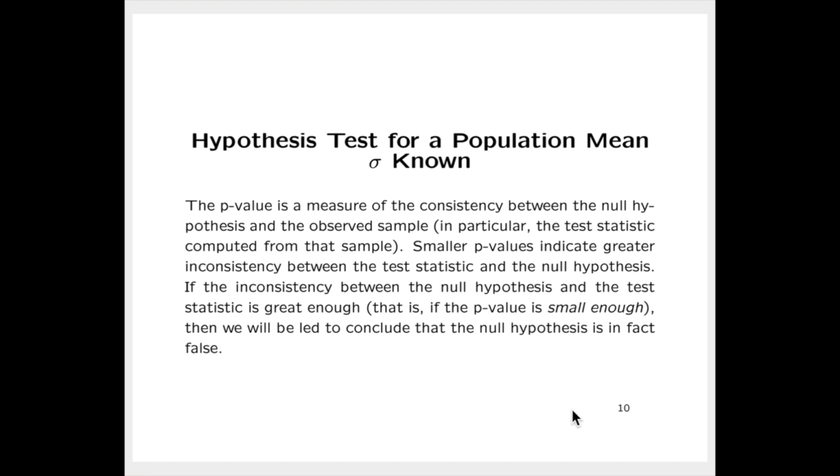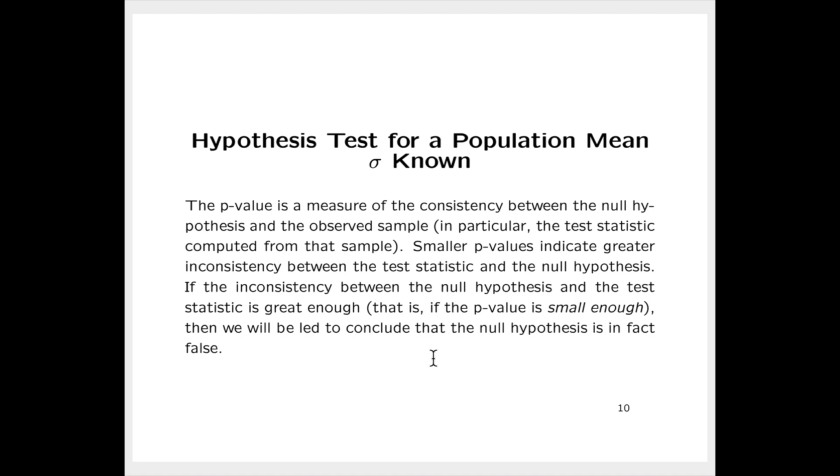The p-value of a test is a measure of the consistency between the null hypothesis and the observed sample, in particular, the test statistic computed from that sample. Smaller p-values indicate greater inconsistency between the test statistic and the null hypothesis. If the inconsistency between the null hypothesis and the test statistic is great enough, in other words, if the p-value is small enough, then that will lead us to conclude that the null hypothesis is in fact false.